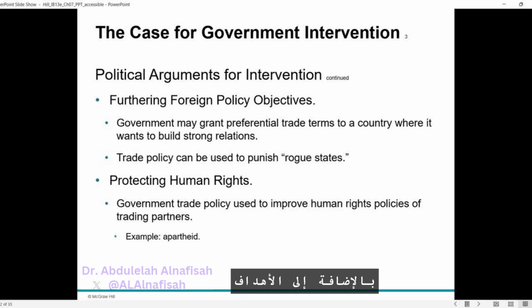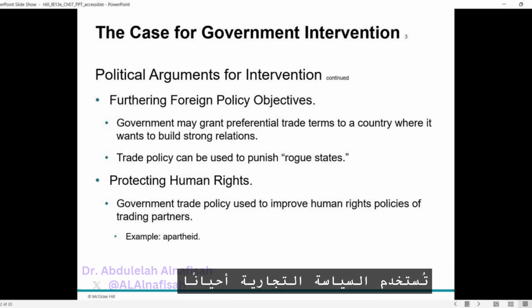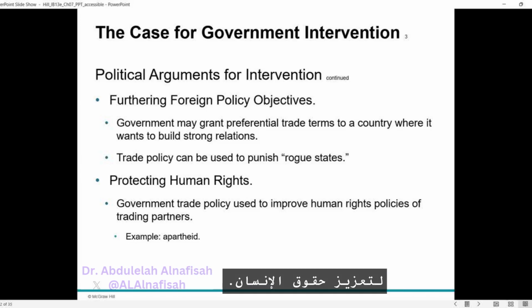In addition to political and security goals, trade policy is sometimes used to promote human rights. For example, in the 1980s and 1990s, Western nations imposed sanctions on South Africa to pressure it to end apartheid. Similarly, the U.S. placed sanctions on Myanmar for its poor human rights record, which were briefly lifted in 2012 after democratic reforms, only to be reconsidered after the 2021 military coup.